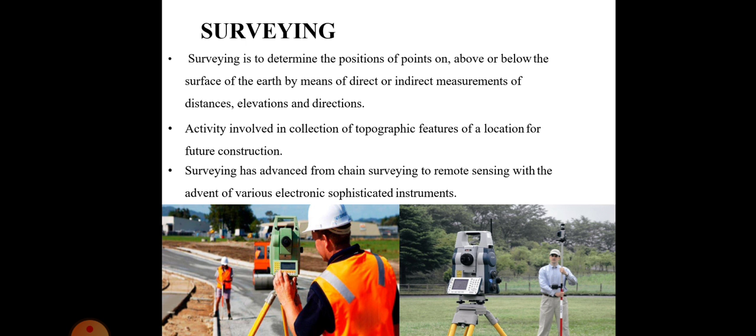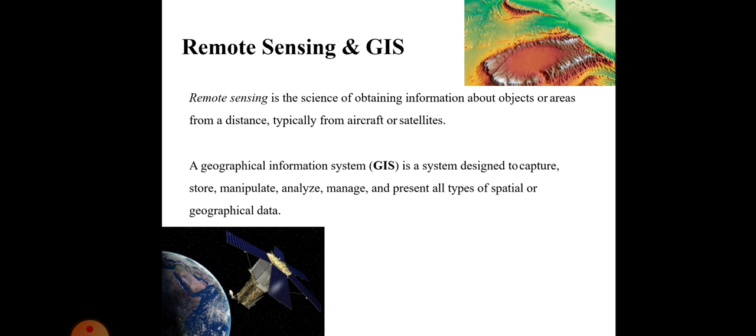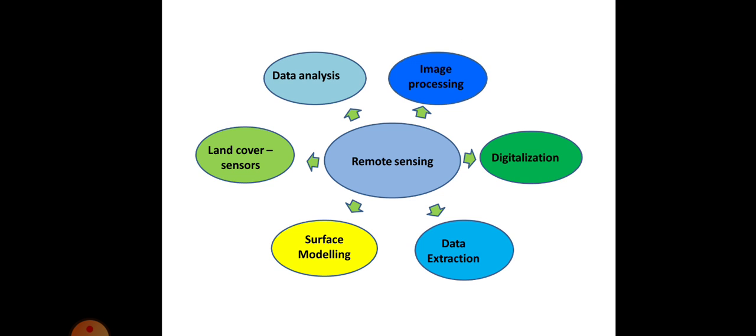This process is called surveying, and the activity involved in the collection of the topographic features of a location. Whenever we go for a construction, we have to study the topography or the nature of the land. This process also comes under surveying. Like I told you, from surveying, it has now advanced to a more sophisticated system which we call remote sensing and GIS, the geographical information system.